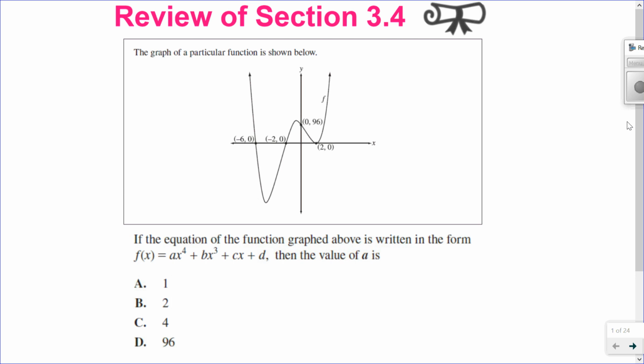Okay, looking at this one here, they've given us a graph of a polynomial and they want us to write the equation of it. In particular, they're going to ask us for what the a value is. So when I look at these, I look at my x-intercepts and I list them out as my roots.